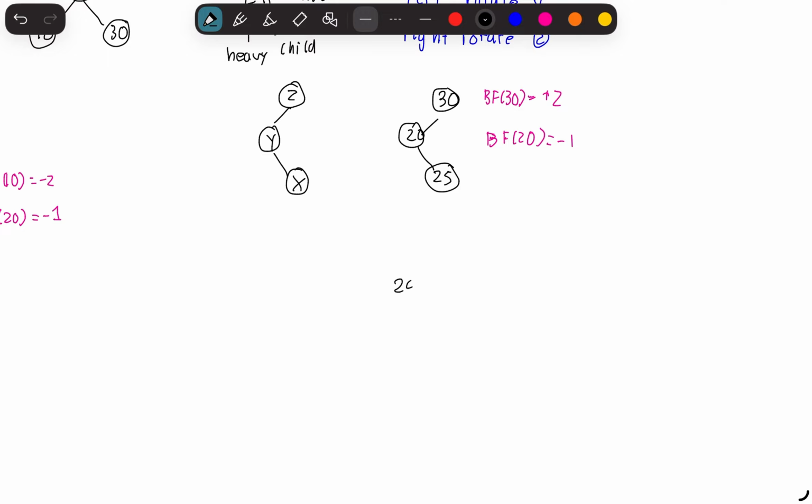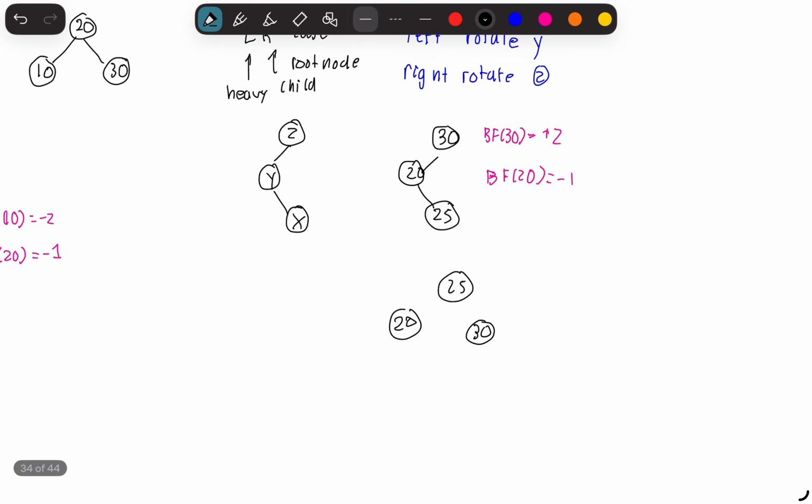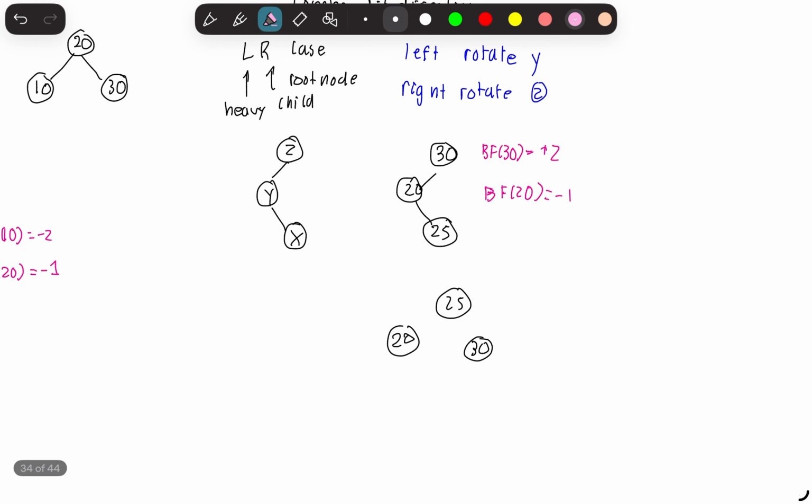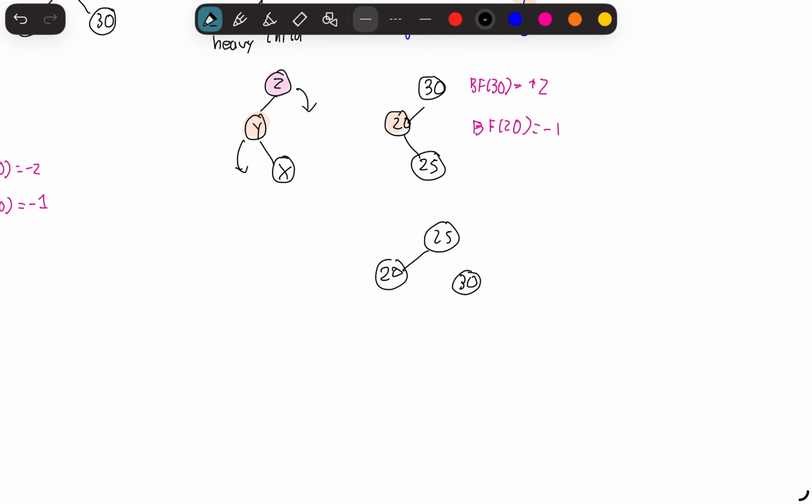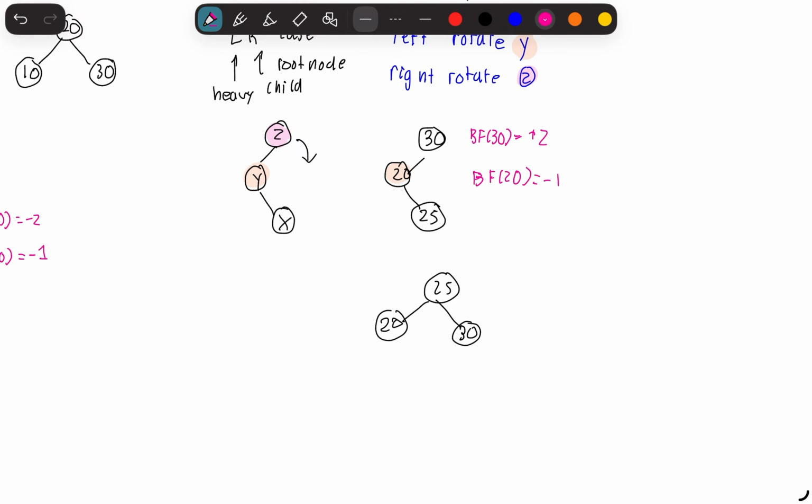So how that's going to look is, this is going to be converted to this form, 20, 25, and 30, because we can see that in this case our y is going to be here, and our z is going to be up here. As per our definition, we're going to turn this one to the right and we're going to turn our y to the left. So when we do that, we have our step 1. Step 1 is a left rotation of y. So we're going to turn this one this way first.